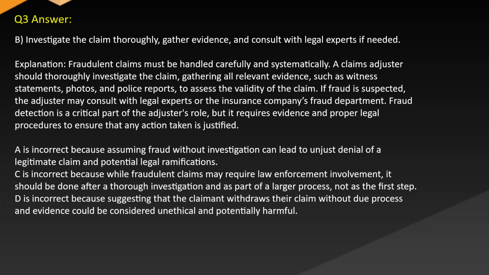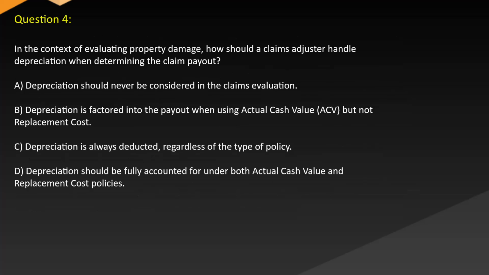A is incorrect because assuming fraud without investigation can lead to unjust denial of a legitimate claim and potential legal ramifications. C is incorrect because while fraudulent claims may require law enforcement involvement, it should be done after thorough investigation and as part of a larger process, not as the first step. D is incorrect because suggesting that the claimant withdraws their claim without due process and evidence could be considered unethical and potentially harmful.